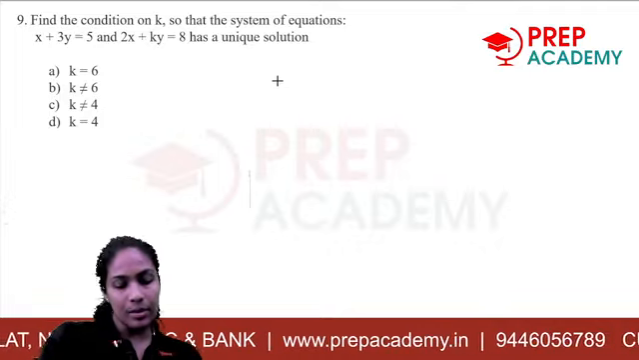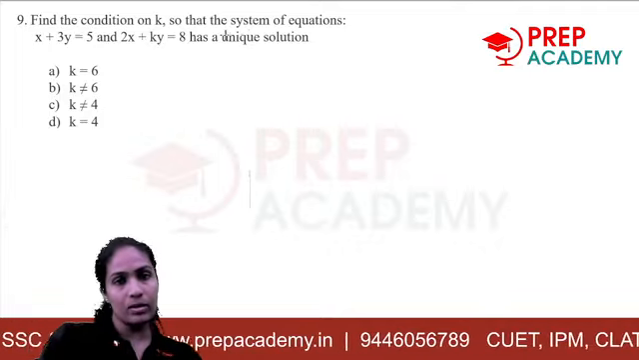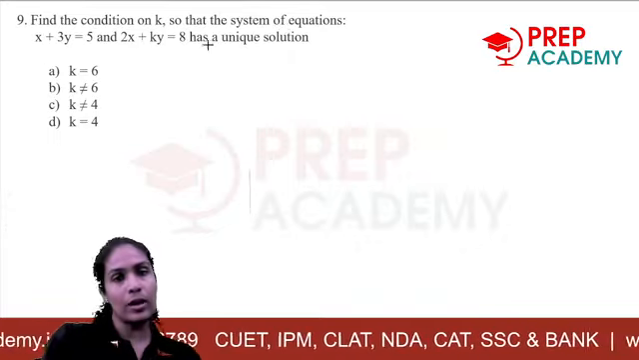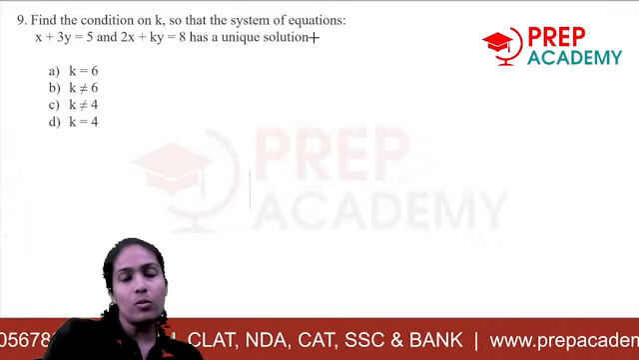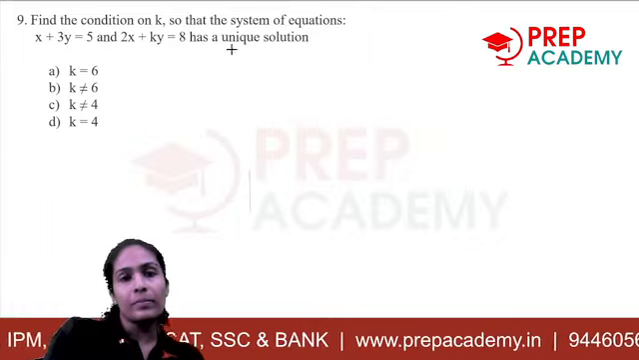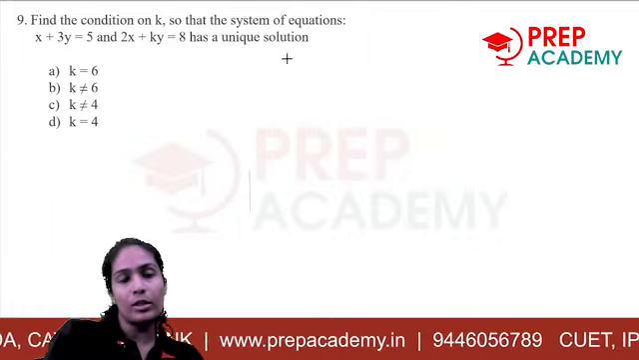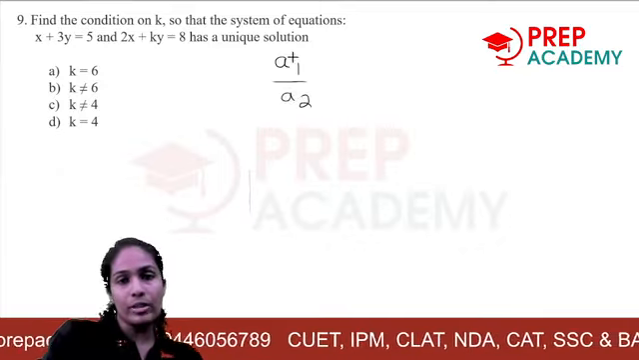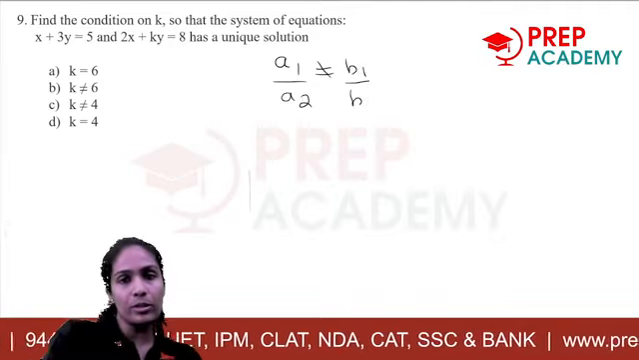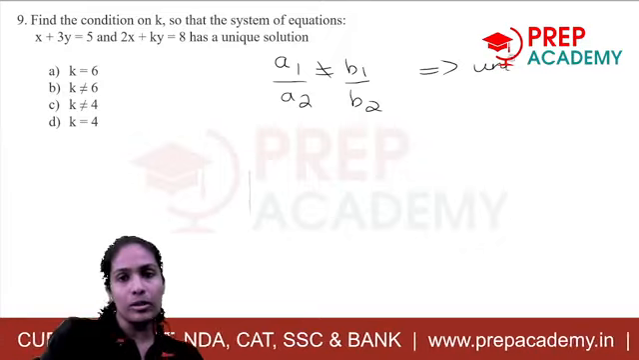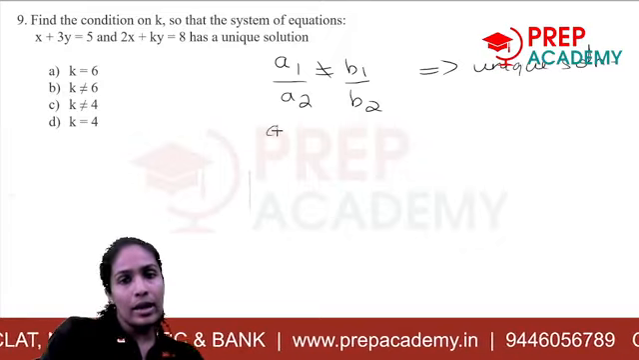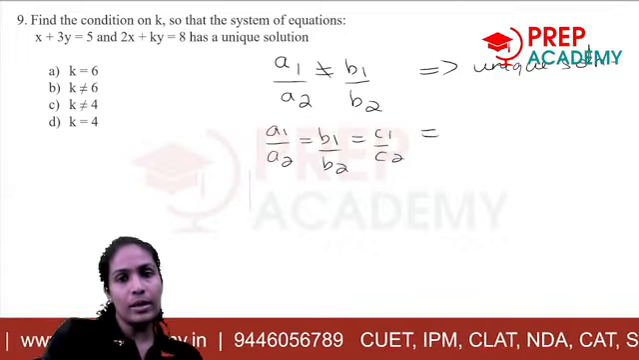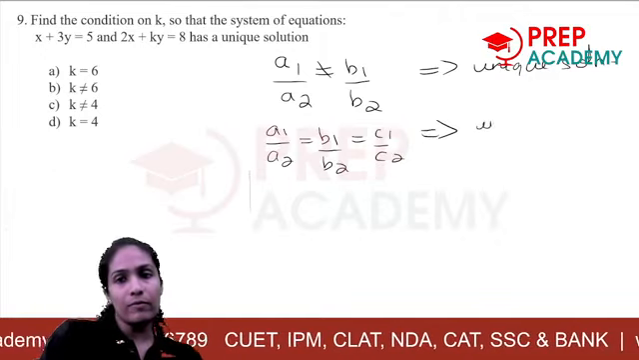Now, the next question is: find the condition of k for which the system of equations x plus 3y equal to 5 and 2x plus ky equal to 8 has a unique solution. So in order to check the consistency of a system of equations, you can use the ratios of the coefficients. If a1 by a2 is not equal to b1 by b2, then the equations have a unique solution. And if a1 by a2 equal to b1 by b2 equal to c1 by c2, then the equations have infinite solutions.